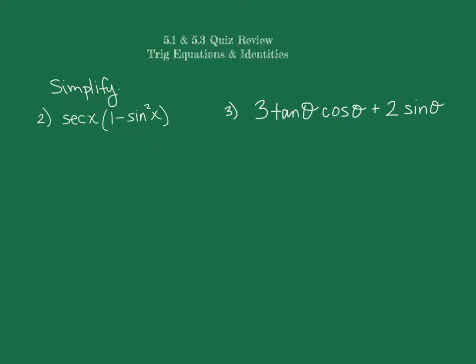Okay, the next type of problem is simplifying trig expressions, and your main goal is to get stuff into terms of sine and cosine if all else fails, and also to use those identities. So go ahead and write these down, pause, and see how you do.